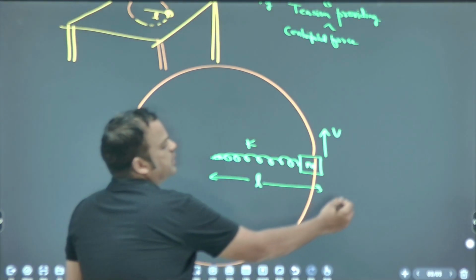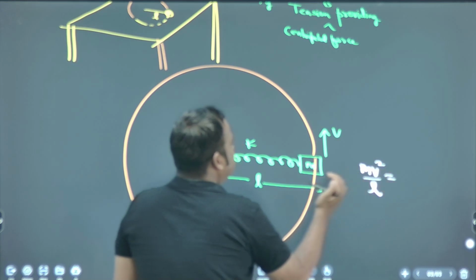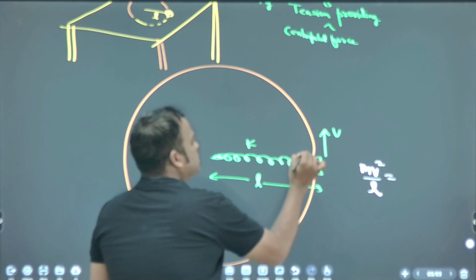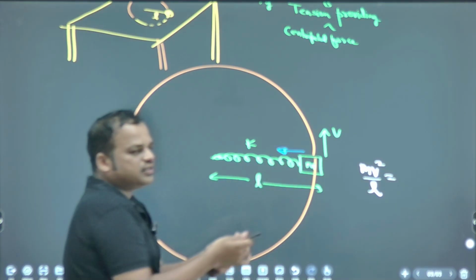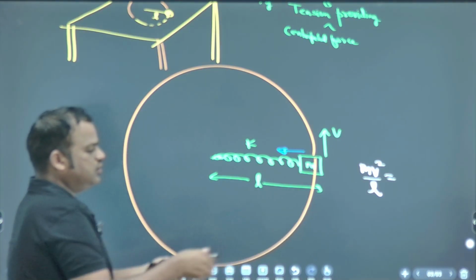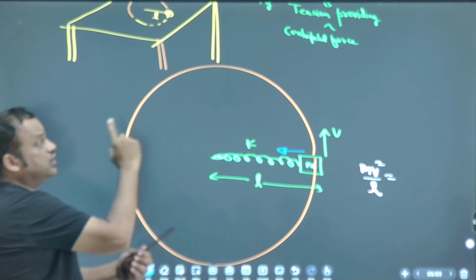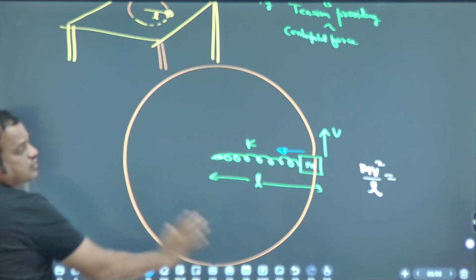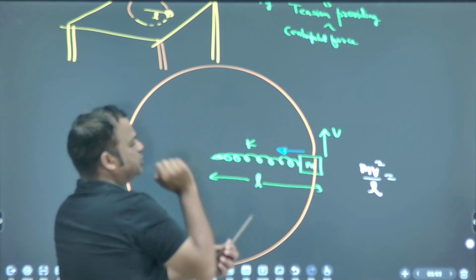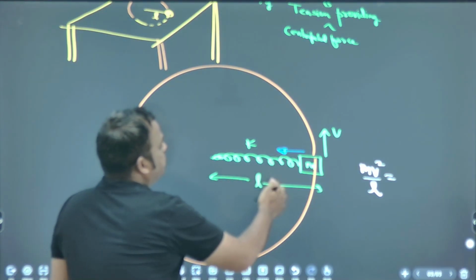Radius is l, so what is centripetal force? mv square by l. And which force is acting towards center? Spring force. Spring will be elongated. Correct? Suppose you take a spring and you connect a ball. Now it is rotating like this, horizontal circular motion. This board is horizontal, so the spring is horizontal. Ball is performing circular motion. The spring will be elongated or compressed? Tell me. It will be elongated.